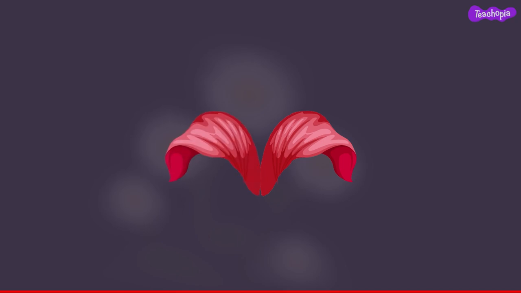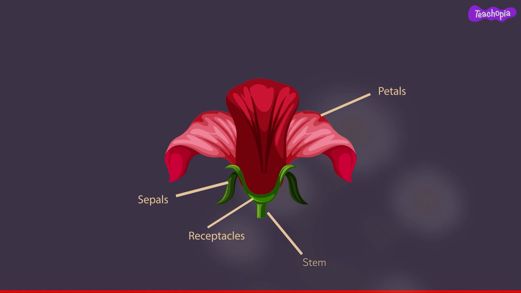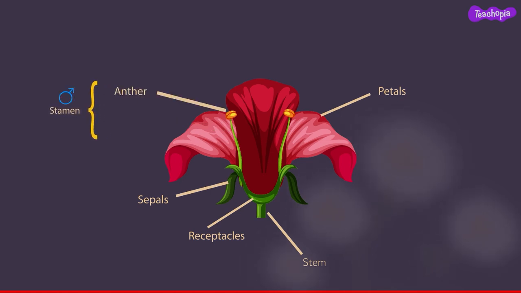Let's start with labeling the different parts of a flower. The petals and the sepals help protect the flower bud and can be brightly colored or scented to attract pollinators. The stem and the receptacle are the parts that connect the flower to the rest of the plant. The stamen is the male part of the flower. It consists of an anther where pollen is produced and the filament, which is the stalk that supports the anther. These structures are responsible for the production and the positioning of pollen, the male gamete.